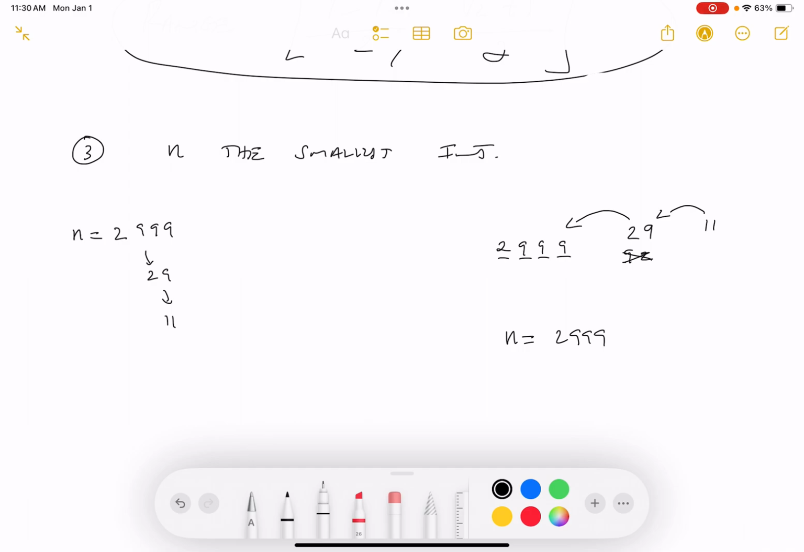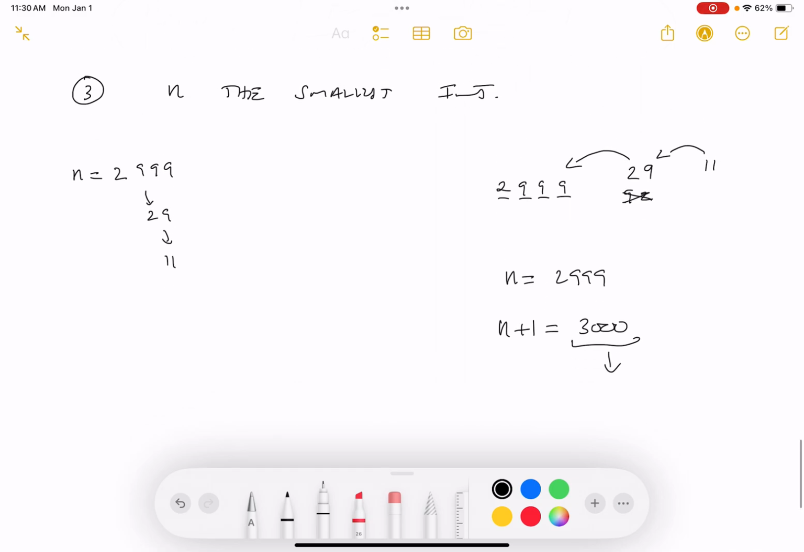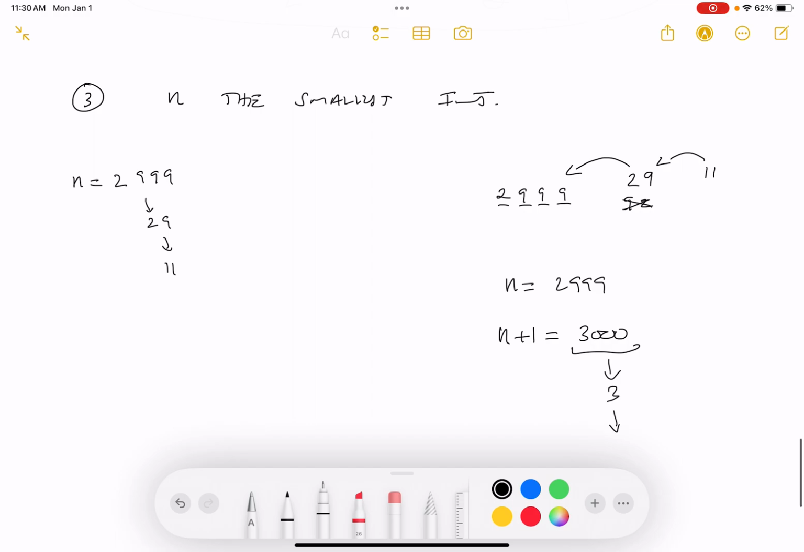Let's go back and read it again. Let n be the smallest integer such that the sum of the digits is 11. We just verified that. What's the sum of the digits of the sum of the digits of n plus 1? Let's write this down. So n plus 1 is 3,000. What's their question? What is the sum of the digits of the sum of the digits of n plus 1? Let's write this down. The sum of those digits is 3. And what's the sum of that? Is 3. So the answer is 3. Thank you.